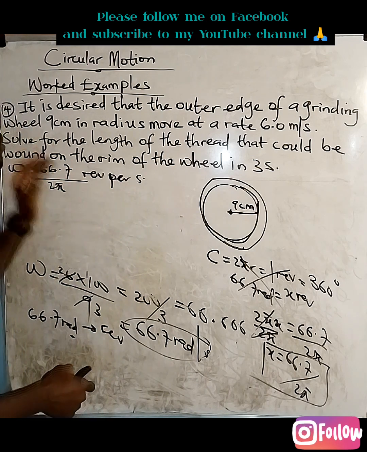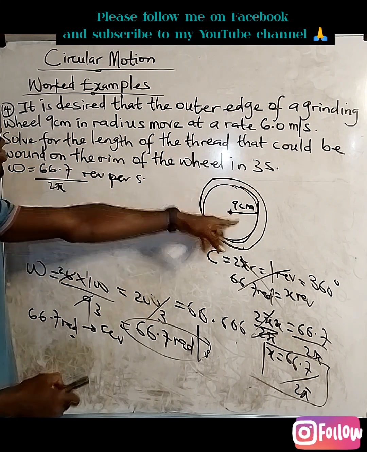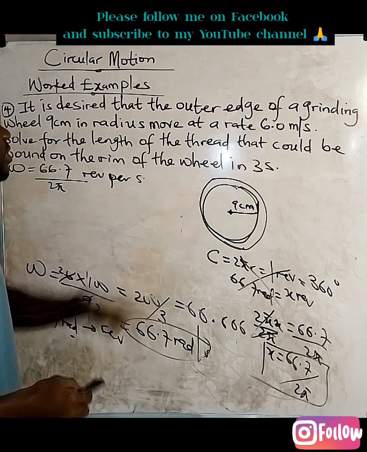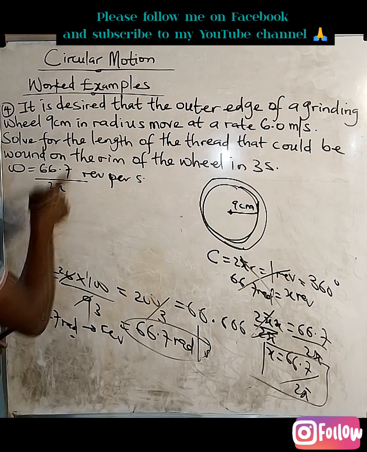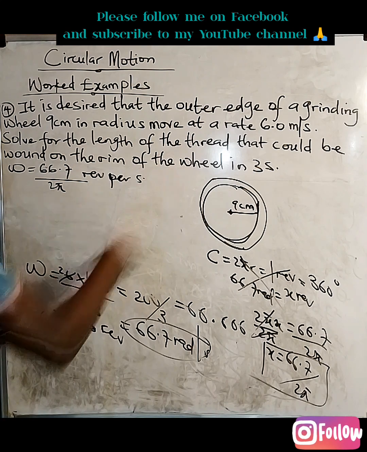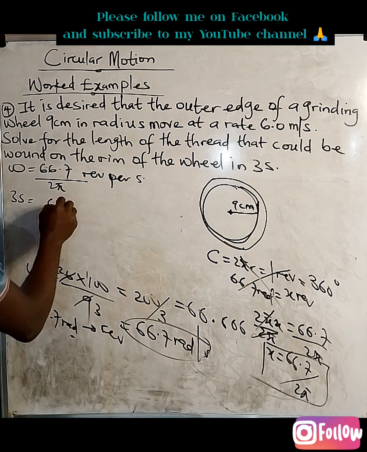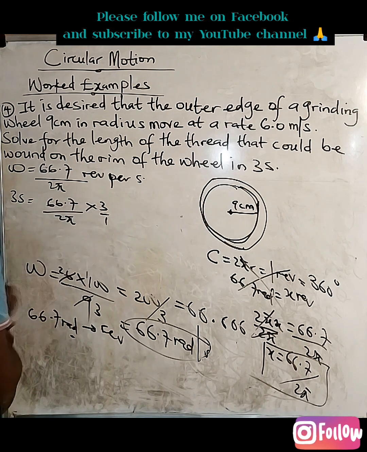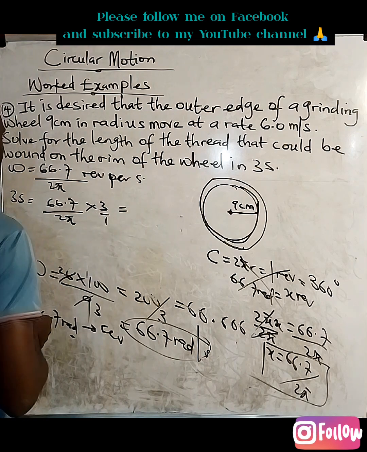So the question is, what's the length of the thread that could be wound on the rim of the wheel, on the rim of the wheel, that is displaced in 3 seconds. So if in 1 second we have 66.7 over 2 pi revolutions, then in 3 seconds it will be 66.7 over 2 pi times 3 over 1. Here we can use our calculator to help ourselves.